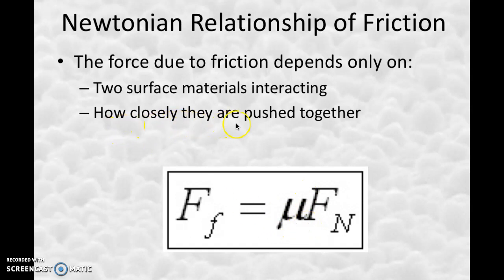And how closely they are pushed together, I should probably work on the wording because it's not necessarily how close. Close is a distance. How hard are they pushed together? Hard is a force. So, how hard are they pushed together? That is your normal force. These two put together through simple multiplication gives us the magnitude of the friction force, and the direction, as we mentioned, is opposite the direction of motion.